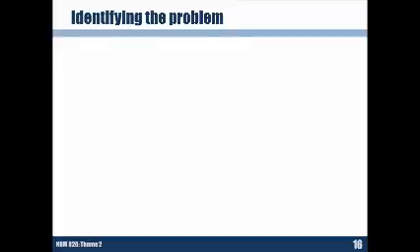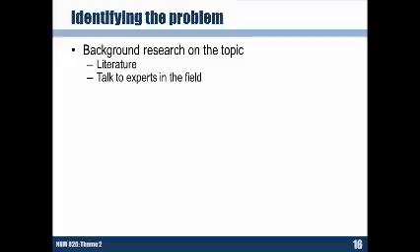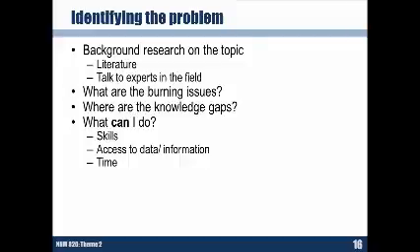So how do I now identify the problem? Again, we look at background research. You've got a topic, an idea that you picked up from what you've seen or read in the newspapers, or a particular issue at work. Now you do a bit of reading about it and you talk to experts in the field to find out what is the particular problem around this topic. There are usually many problems within a particular research topic. So what are the burning issues? What are the gaps in knowledge?